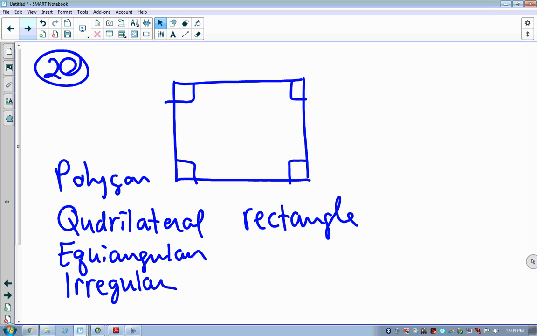You're not going to be given a picture on this question, but you're going to be given a triangle. It's going to tell you what its base is, it's going to tell you what its height is, and it's going to ask you to find the area. Okay?